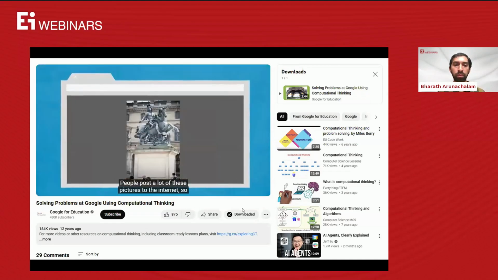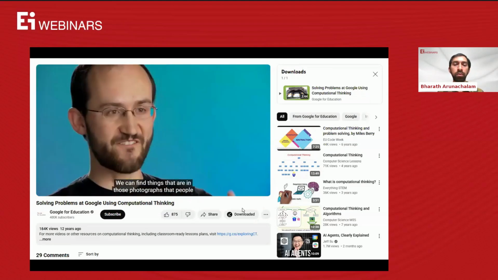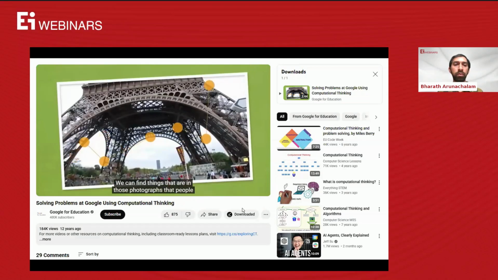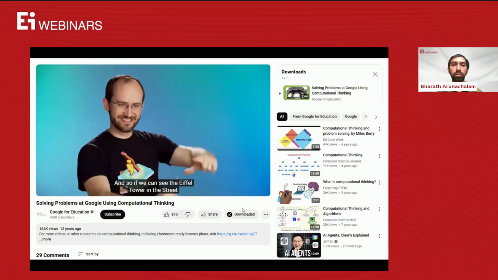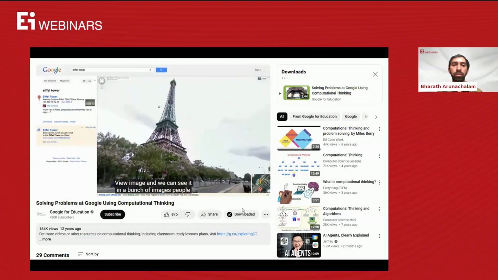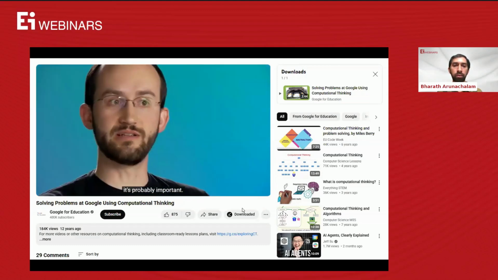People post a lot of these pictures to the internet. So we could look for places that people take a lot of pictures. We can find things that are in those photographs that people took and see if we can find the same things in the Street View images. And so if we can see the Eiffel Tower in the Street View image, and we can see it in a bunch of images people took, we can automatically know that it's probably important.